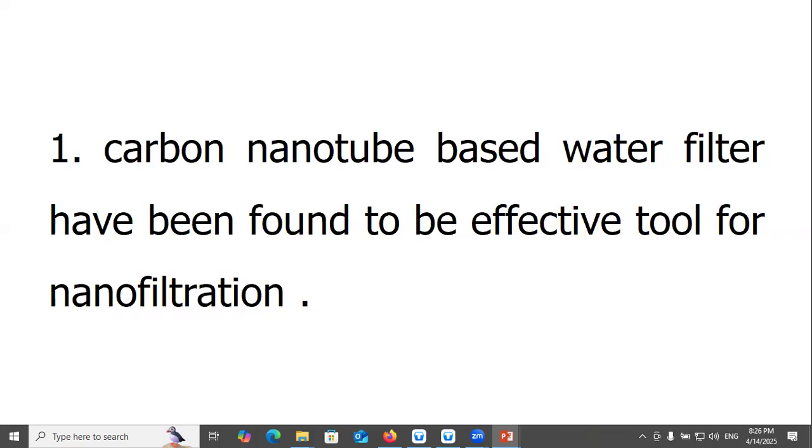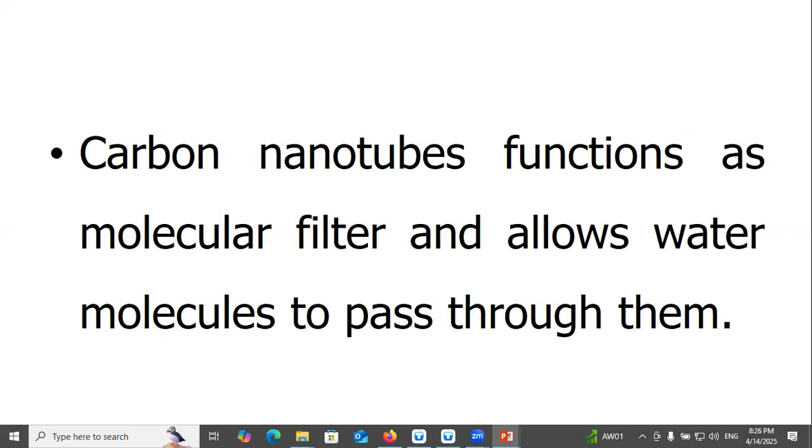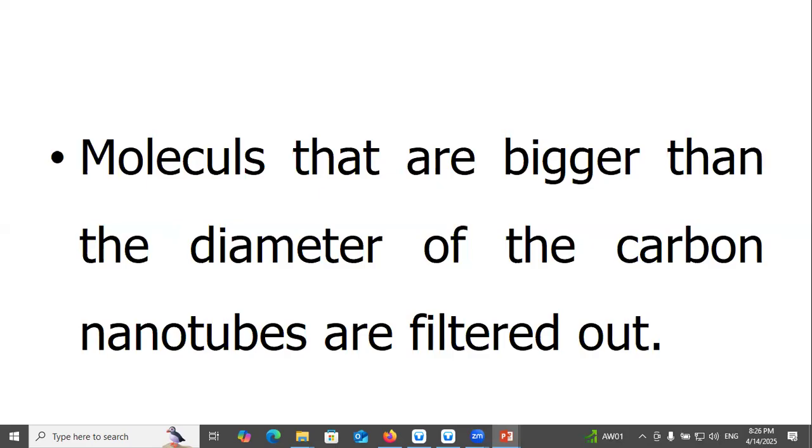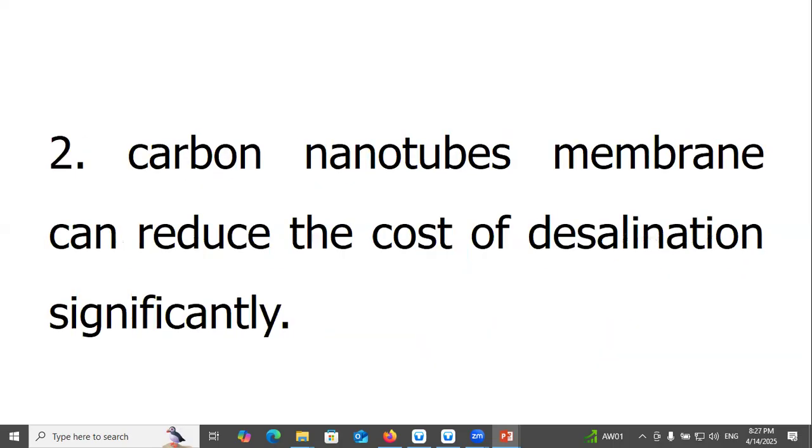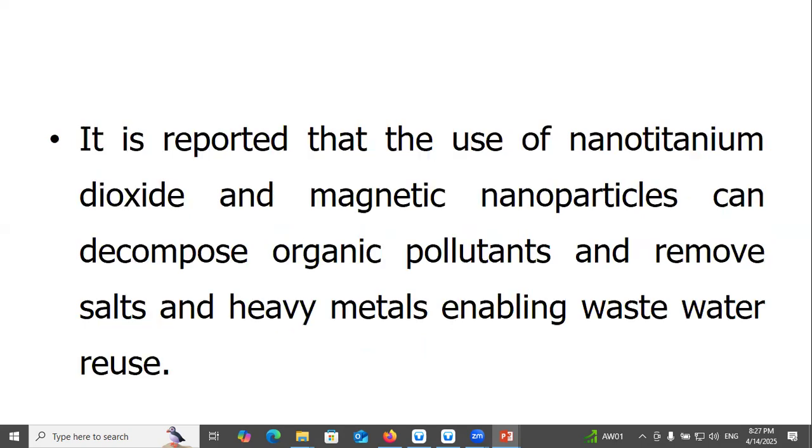Carbon nanotube-based water filters have been found to be an effective tool for nanofiltration. Carbon nanotube functions as a molecular filter and allows water molecules to pass through them. Molecules that are bigger than the diameter of the carbon nanotubes are filtered out. Carbon nanotube membranes can reduce the cost of desalination significantly.